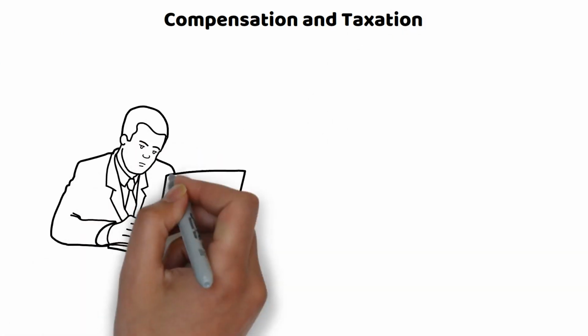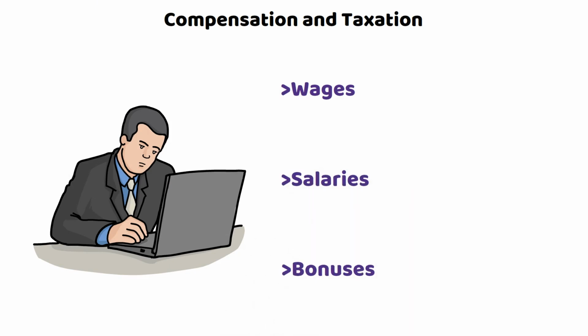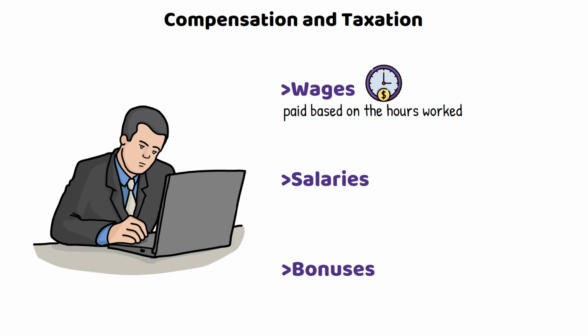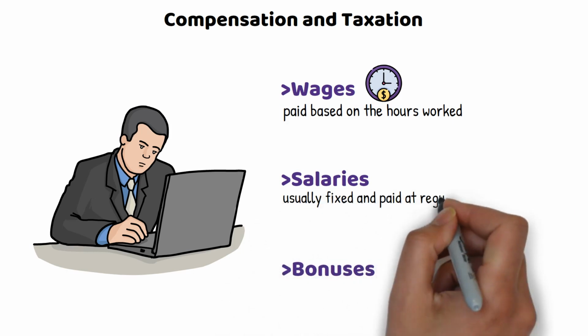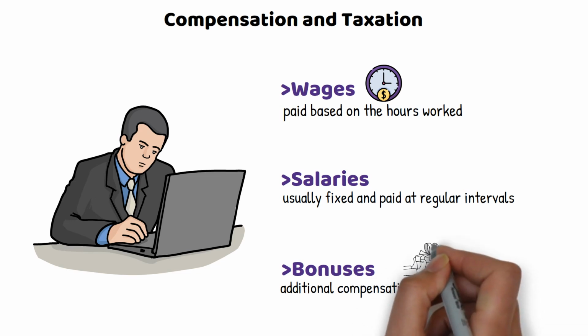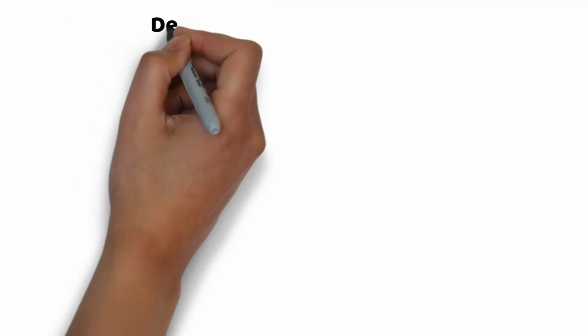Compensation and taxation. Compensation for work comes in various forms, including wages, salaries, and bonuses. Wages are often paid based on the hours worked, whereas salaries are usually fixed and paid at regular intervals irrespective of the exact hours worked. Bonuses are additional compensation and are typically awarded based on meeting certain performance criteria. The taxation of bonuses can be complex, especially regarding their timing and inclusion in taxable income.